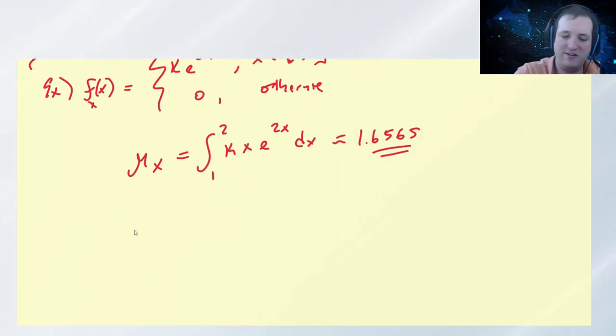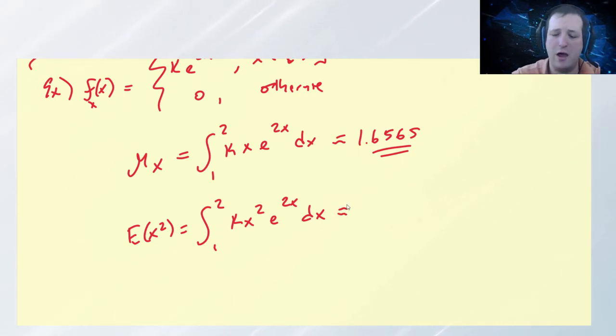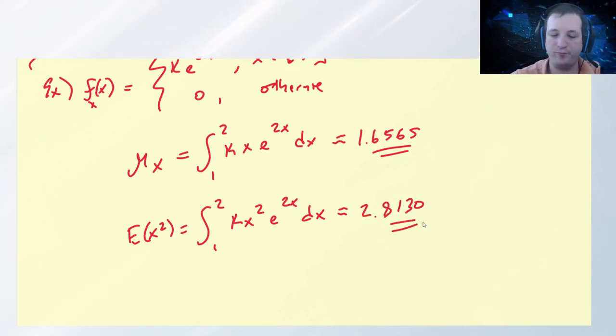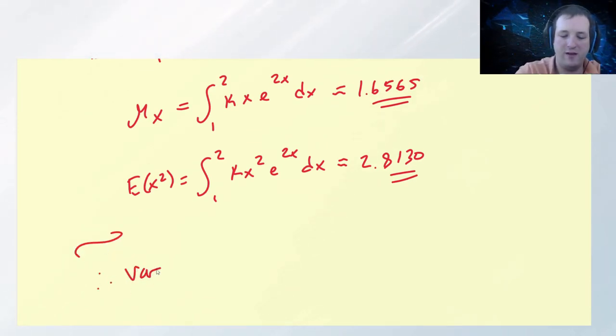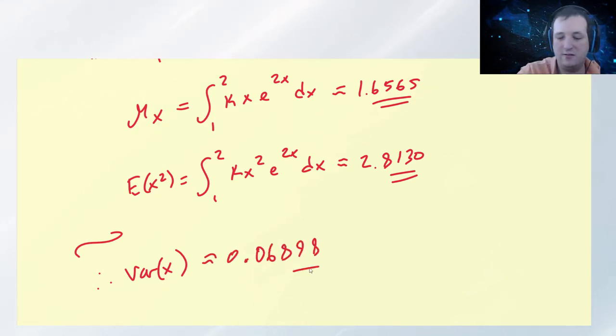For our second moment, that's going to be equal to the integral from 1 to 2 of kx squared e to the 2x dx. So you could probably use integration by parts 2 times for that if you want to do that by hand, but you can find that it's going to be approximately equal to 2.8130. So if you can find your expected value and your second moment, then you can find that the variance is going to be approximately equal to 0.06898. And remember, the variance is never negative.